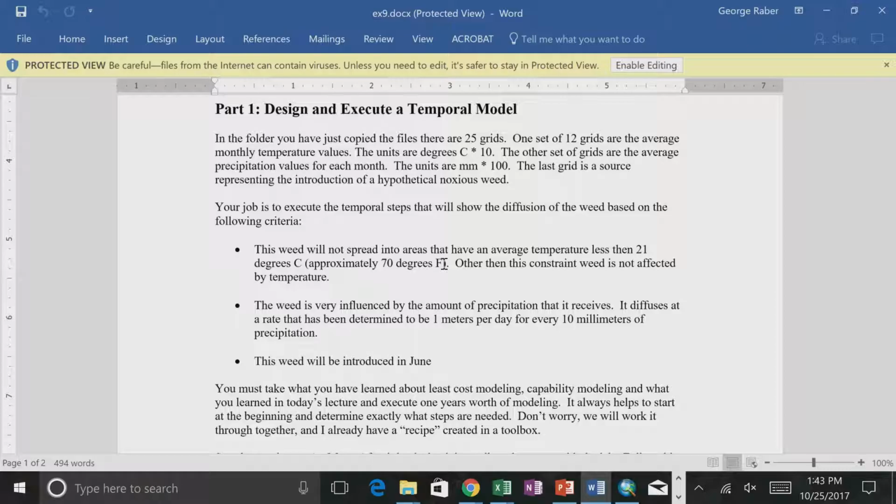The weed is very influenced by the amount of precipitation that it receives. It diffuses at a rate that's been determined to be 1 meter per day. That's a much more reasonable amount. I mean, it's still growing pretty quick, but for every 10 millimeters of precipitation, it grows a little bit faster. Okay? In our example, we're going to introduce the weed in June. So we're going to build a capability suitability model that will create the rate surface first. Then, once we do that, we're going to implement the time step approach.